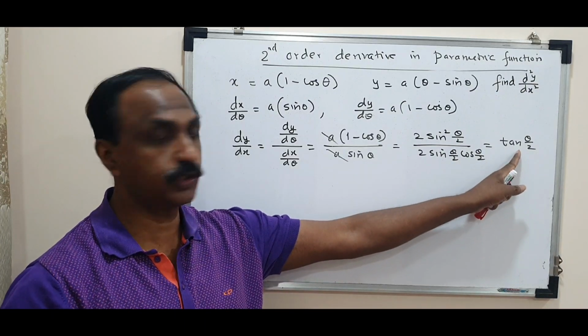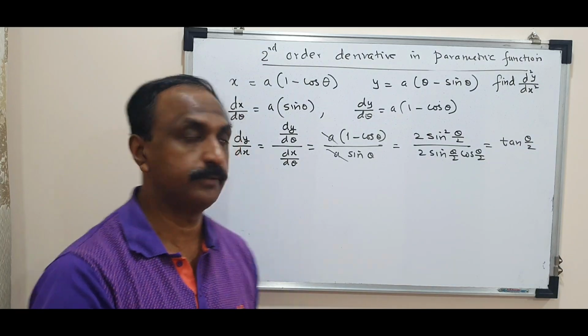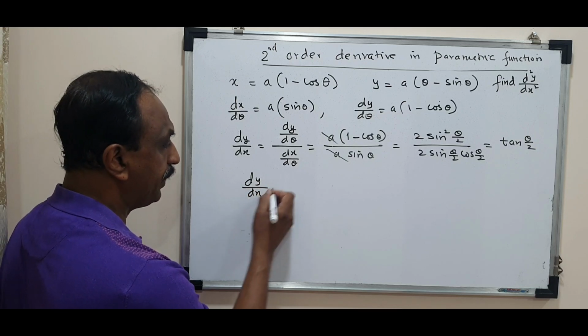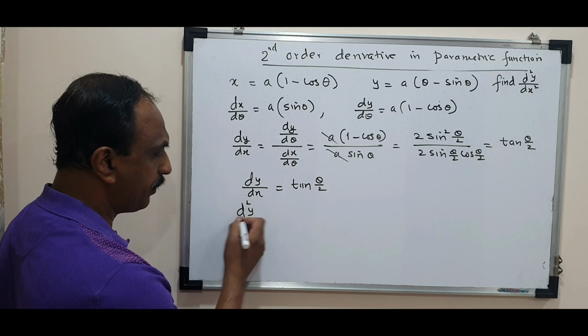Wherever it is possible for us to simplify, see that after the first derivative, make it as small as possible. Now I am going to differentiate. So I am going to rewrite. I have with me dy by dx is tan theta by 2. I have to calculate d square y by dx square.